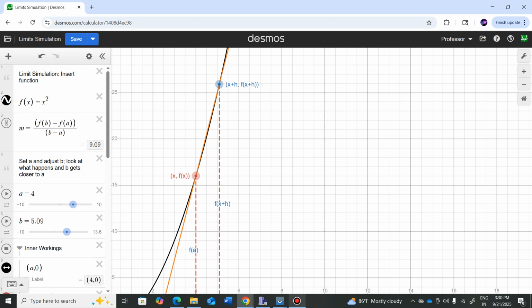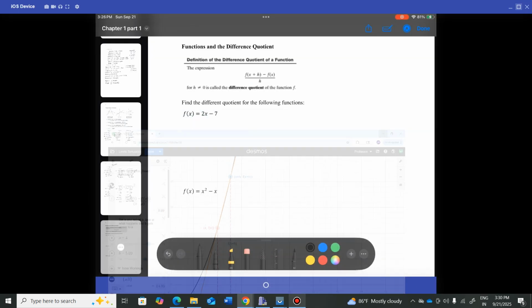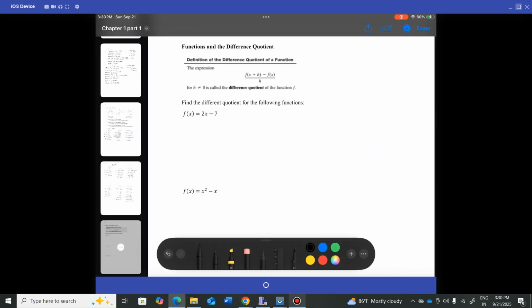Now, the algebra part to this is actually the hard part. The calculus part is easy. Once you do the algebra, then we let h equal 0, and we plug that in.